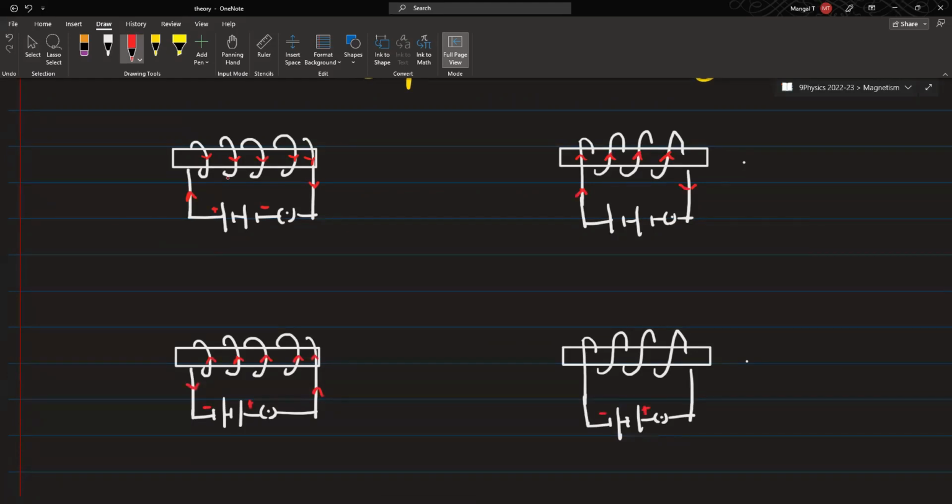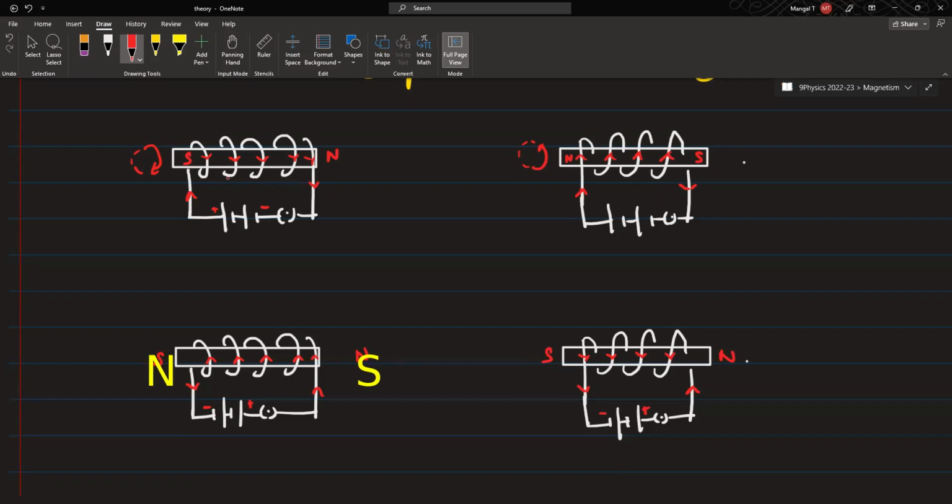So this is minus, plus, right? You can see that the current is flowing clockwise over here. So this will be south, this will be north. Here the current is flowing anti-clockwise, so this is north, this is south. And here the current is flowing clockwise, so this will be south and that will be north.